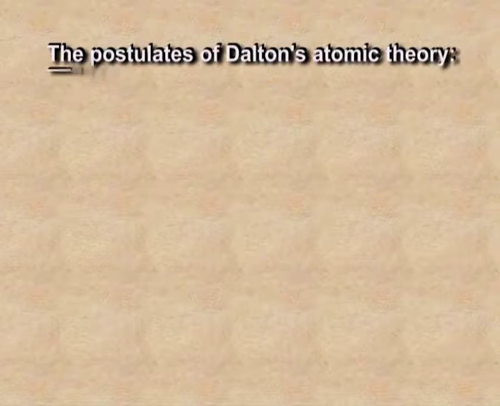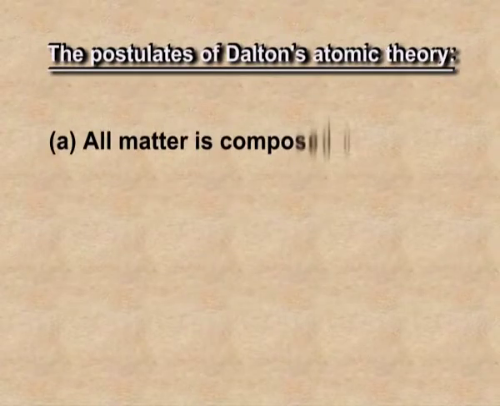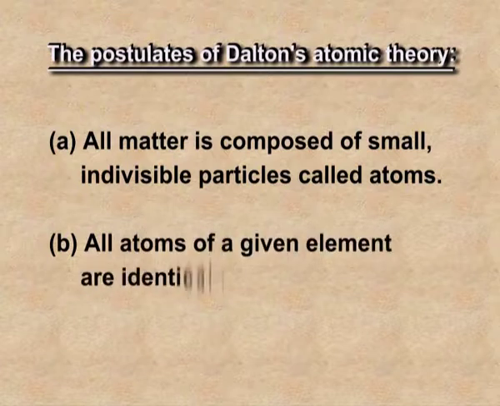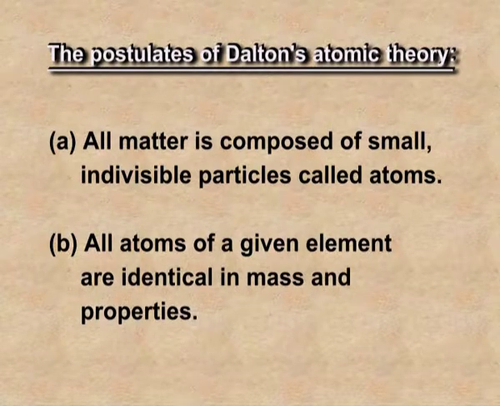Dear children, it was well established that matter is made up of indivisible particles, atomos, that is, atoms. Dalton proposed his atomic theory. Let's see what the postulates of Dalton's theory are. First postulate, all matter is composed of small, indivisible particles called atoms. 2. All atoms of a given element are identical in mass and properties. That means atoms of the same element are identical, but the atoms of different elements are different.